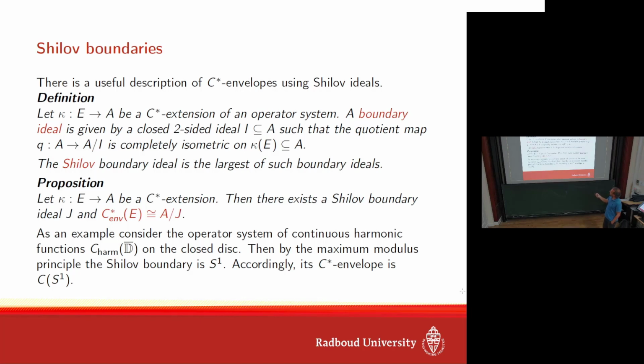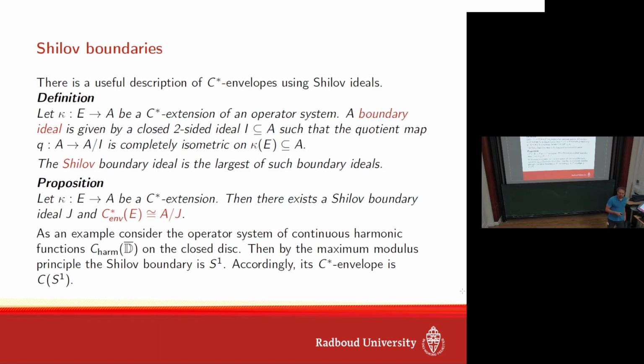And it's completely isometric on the image kappa of E inside A. So that means that I'm not losing much information on this operator system by taking that quotient. So you can get rid of it and you get another C-star extension, which is smaller. Usually a boundary ideal is then the largest of those ideals. Now what happens is that if you take a C-star extension, just any one you like, or a convenient one, then there exists a Shilov boundary ideal J that realizes the C-star envelope by taking the quotient.